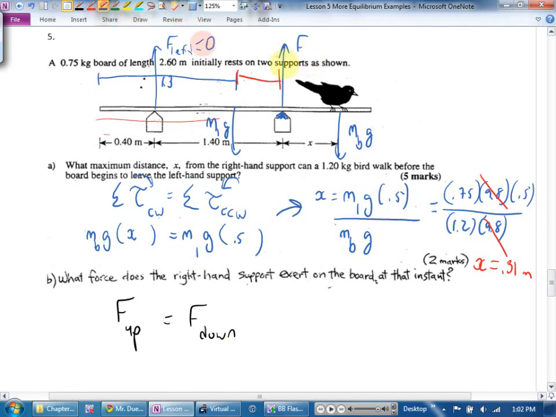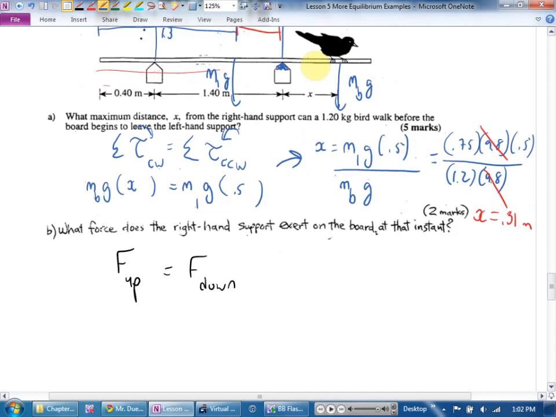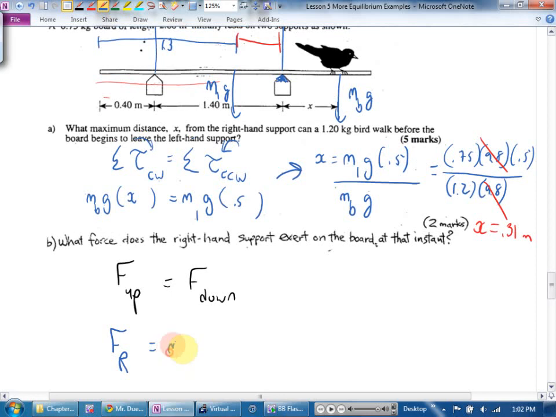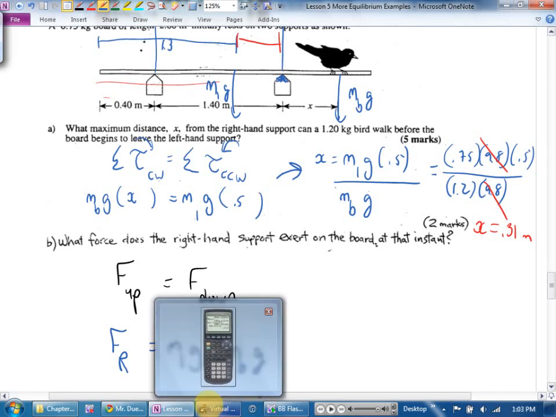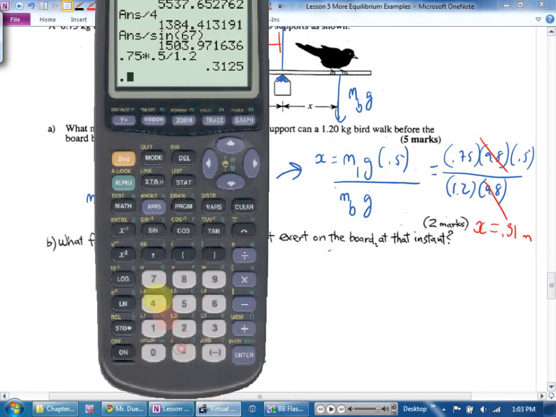What are the forces up? Only one. Force right. What are the forces down? What about the force on the left? Ah, we said at that split second, it's zero. So it's going to be 0.75 times g plus 1.2 times 9.8. And I get 19.1 newtons.